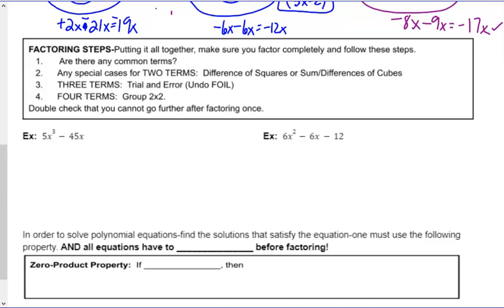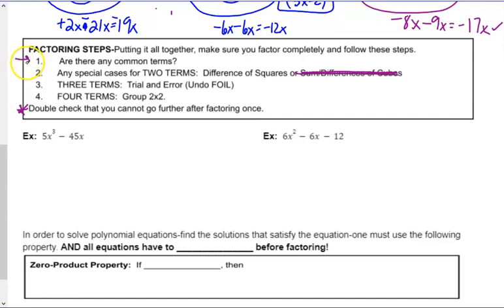Where we have 2 terms as the difference of squares, and actually I'm going to mark this out because we didn't go into that. We have 3 terms, which is our trial and error, and we have 4 terms, which was our 2x2 grouping that we saw on the front side. Now, remember, double check to make sure that you cannot go further after factoring one time. So, let's look at this 2-term polynomial.